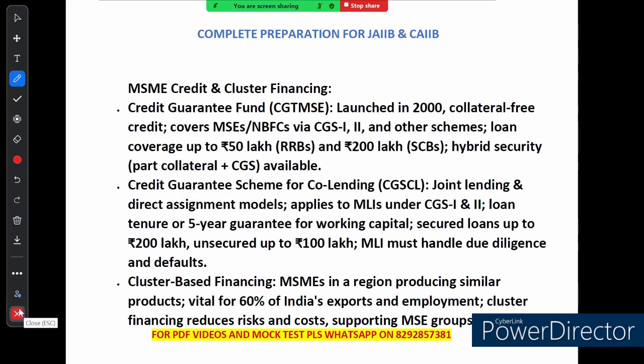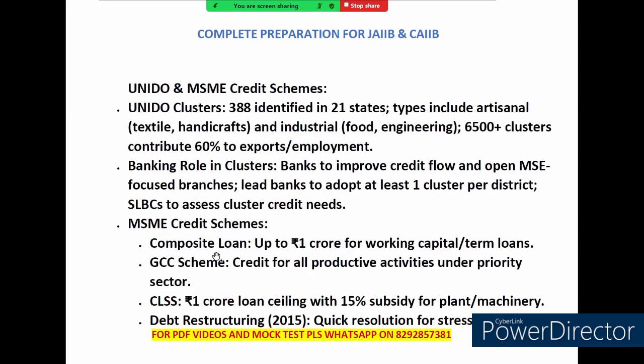This cluster approach lowers cost and risk, and clusters contribute to 60% of Indian export and employment. It is a big deal for the economy. That is called cluster based financing. Now there is something called UNIDO cluster.